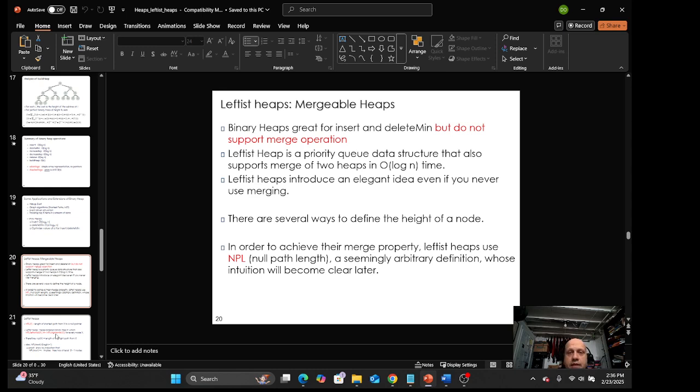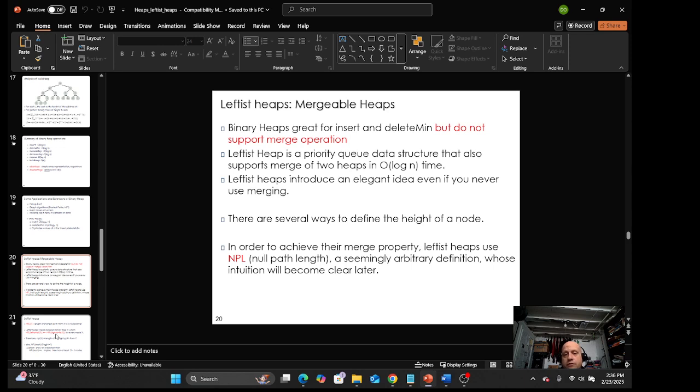Leftist heaps. These are also known as mergeable heaps. One thing to note, and the motivation for this type of implementation, is binary heaps. They are great for insert and delete min. However, they do not support merge operations. A leftist heap is a priority queue data structure that also supports the merge of two heaps in big O log n time.